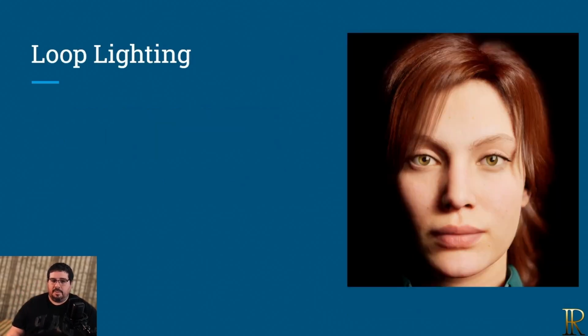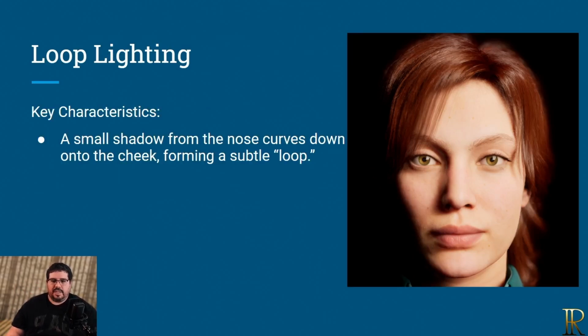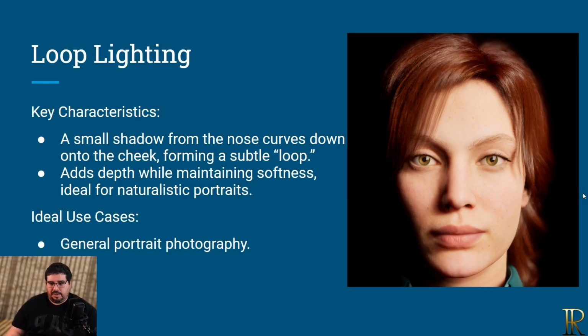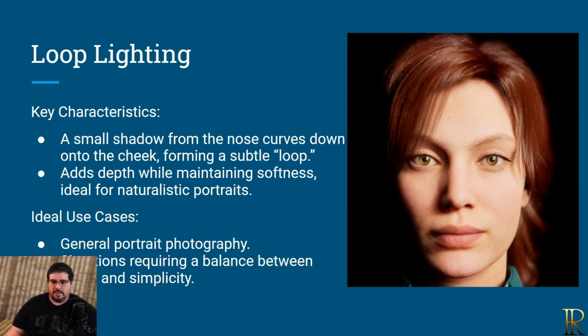Then we're going to have loop lighting, and as the name suggests, it's going to create a nice loop around your nose. Okay? It will add a nice soft light into your face, and it will allow us to make nice naturalistic portraits. Most photographers, I believe, use this. So in general, portrait photography and situations requiring the balance between depth and simplicity. Okay?